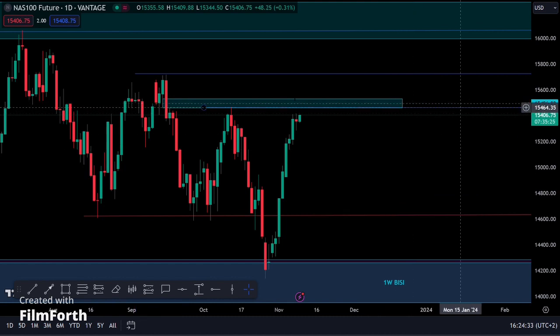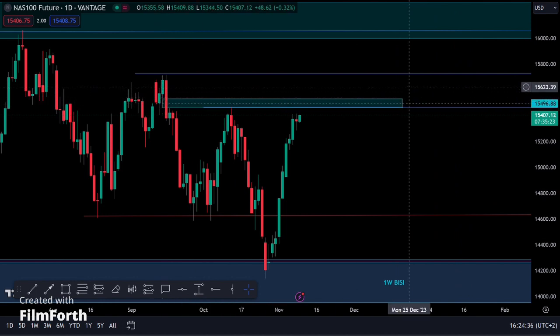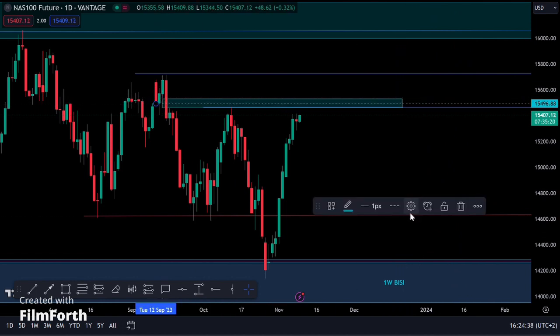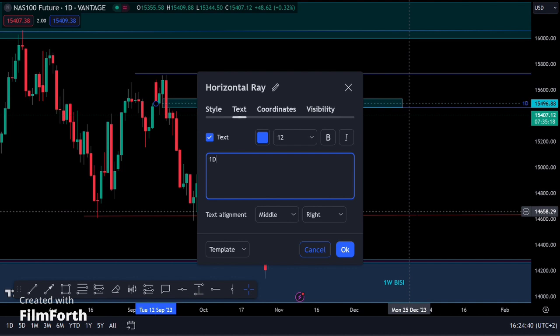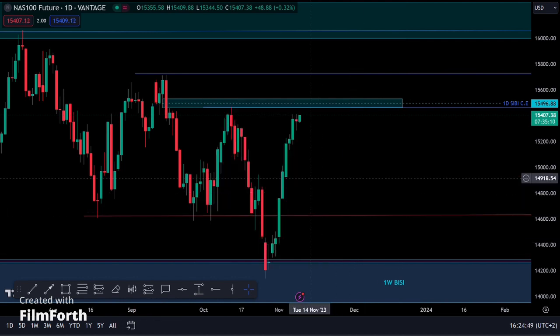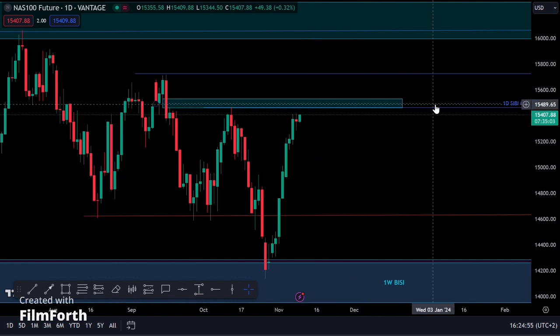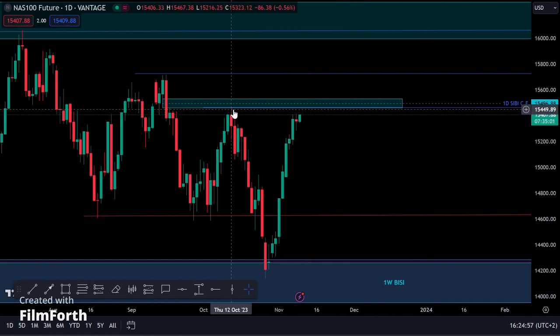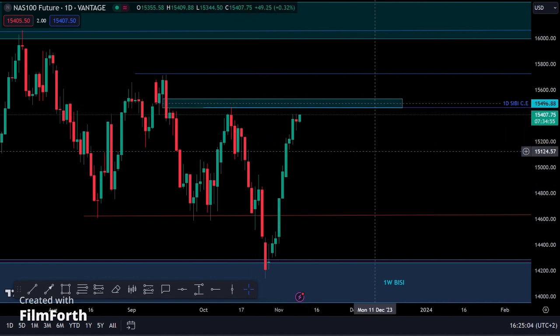I say, okay, this is a daily SIBI CE, CE for consequent encroachment. That's our perfect entry, where we're going to look for an entry once we break a high. The high is this one, guys, this high. Once you break this high and go into this area, we can successfully start looking for sales to come break this low.